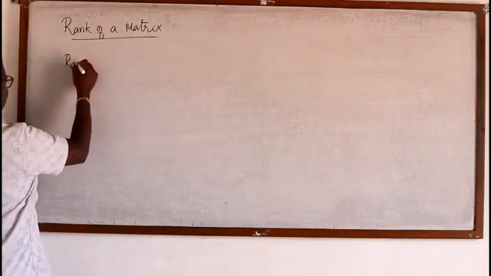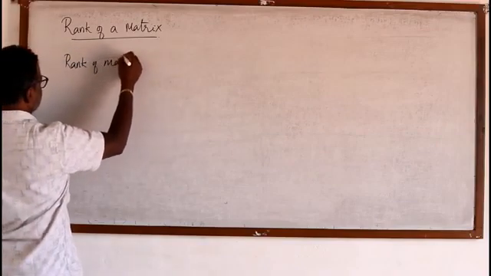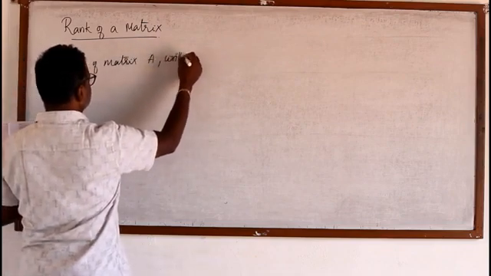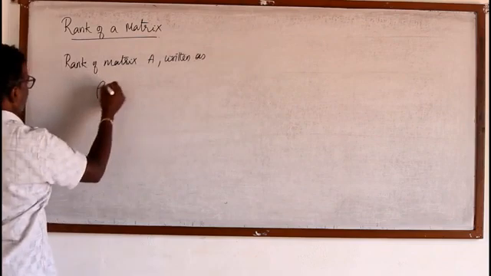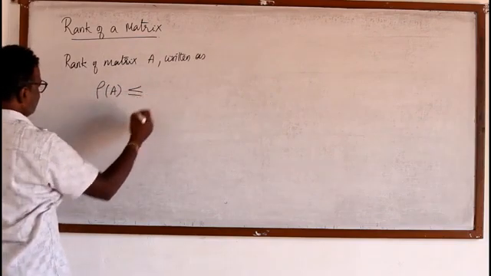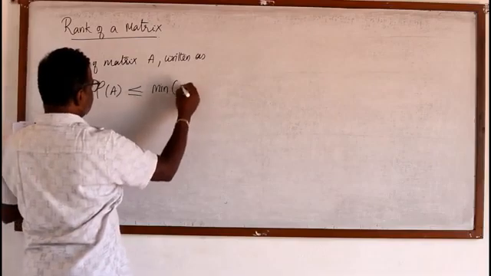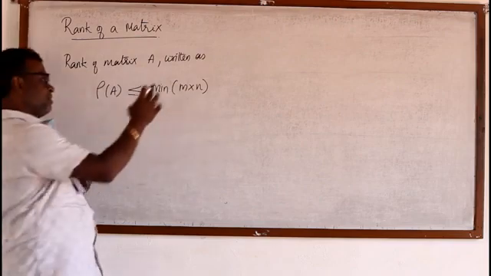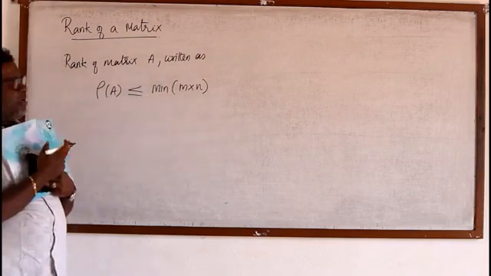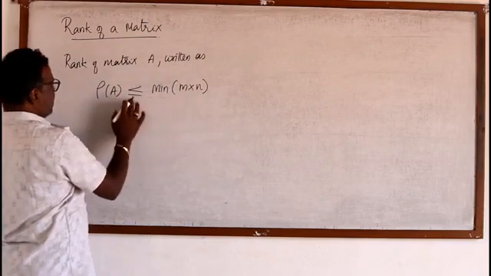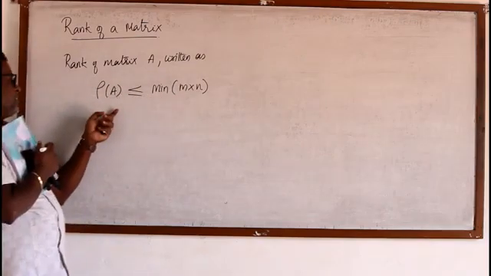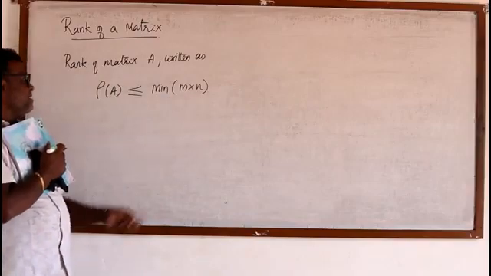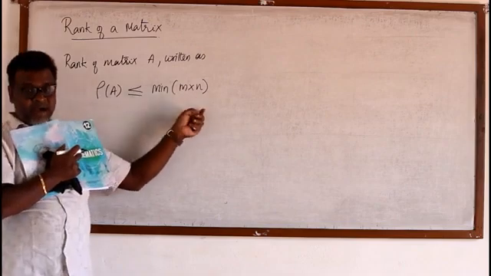Then rank of a matrix A, written as rho of A, is less than or equal to the minimum of its order m cross n. So if a matrix is of order m cross n, the rank will be less than or equal to the minimum of m or n. So for a matrix, the rank is determined by its order.